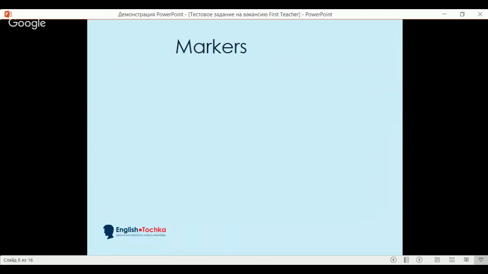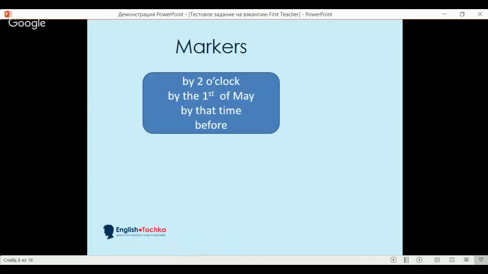Also, we have special words in our tense, in past perfect. By 2 o'clock, by the 1st of May, by that time, before. So, for example, he had gone home by 2 o'clock.